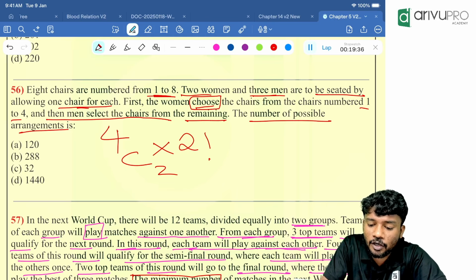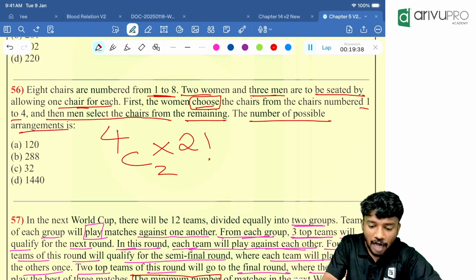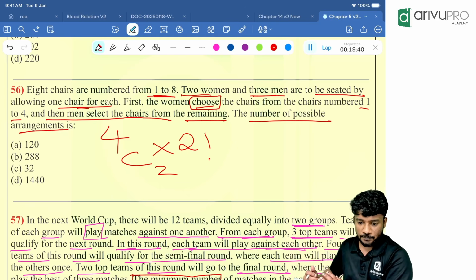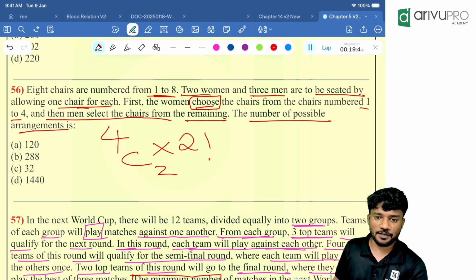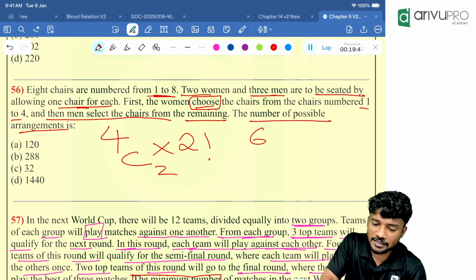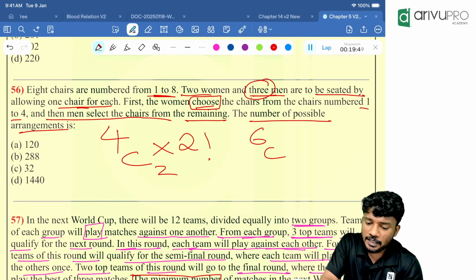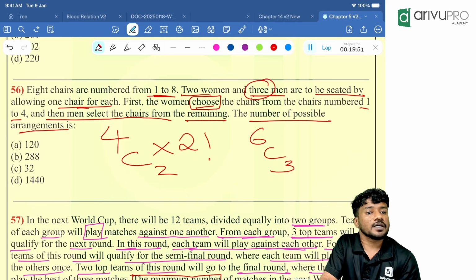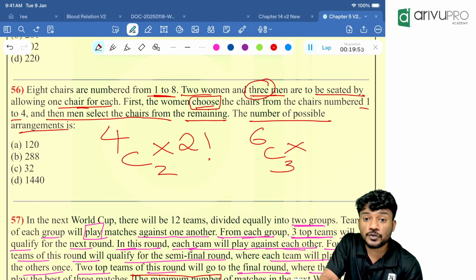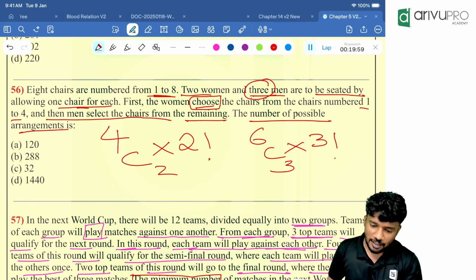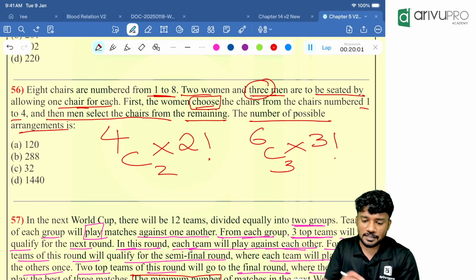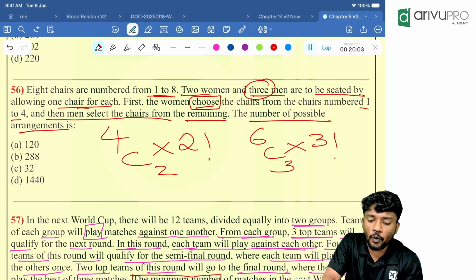Now we need to talk about the men. After women choose 2 chairs, how many chairs are remaining now? 6 chairs are remaining. From 6 chairs, how many men are there? They will choose 3 chairs. After choosing 3 chairs, how many ways will they sit? 3 factorial ways they will sit. Now, you need to get me the answer. You should tell me, is it or, or and?